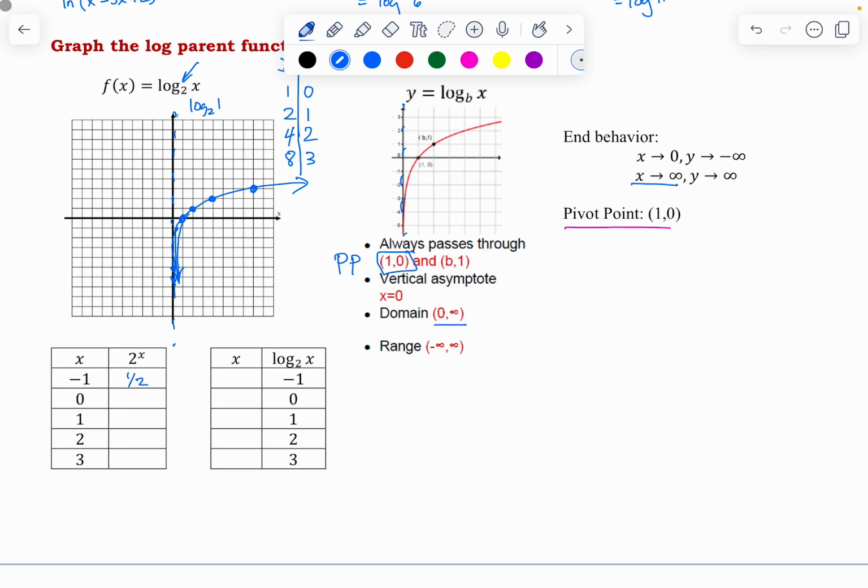If I have 2 to the x, there are my powers of 2. When I switch this around, they're inverses. Think about this, log base 2 of 8. Another way to think about this is log base 2 of 2 cubed, which is 3. Okay.